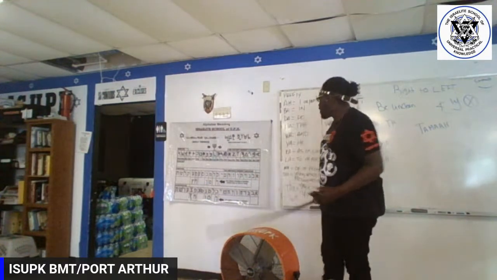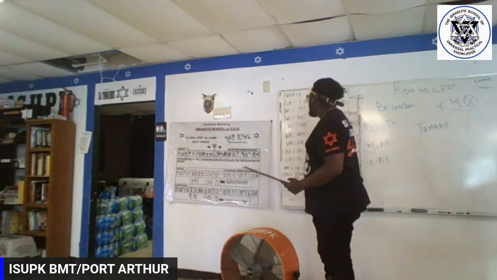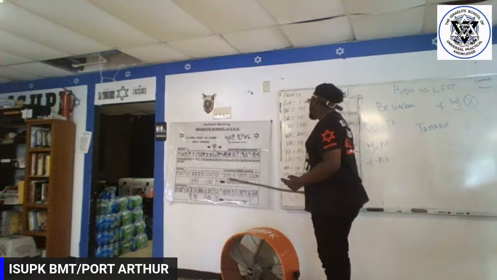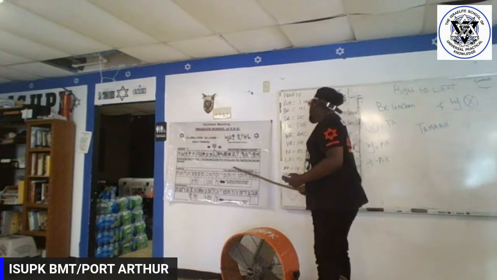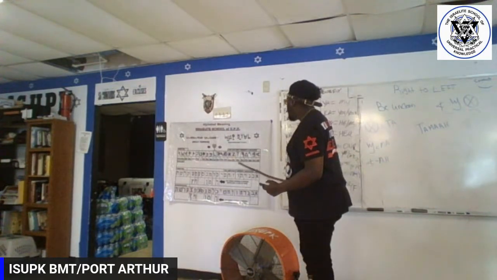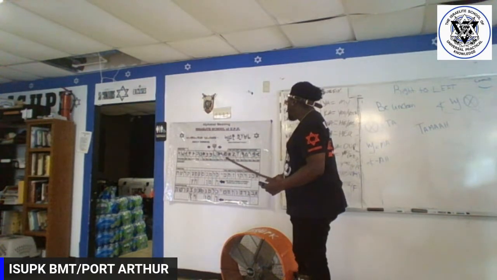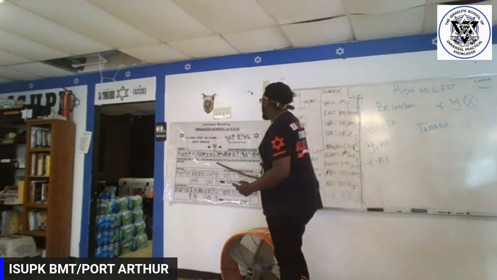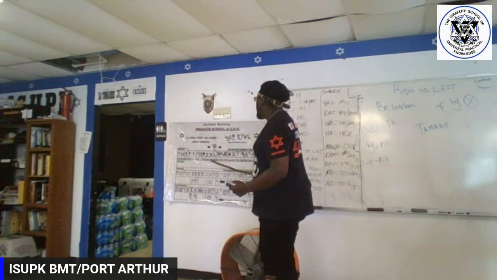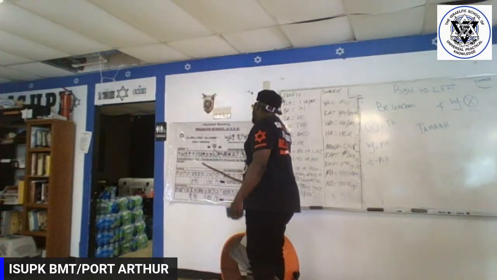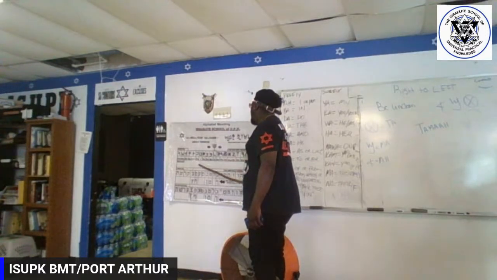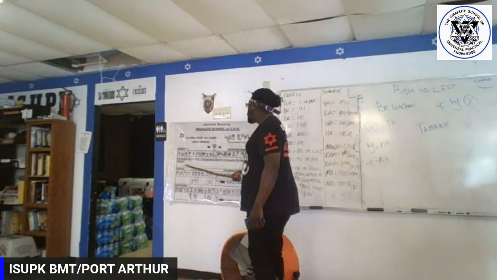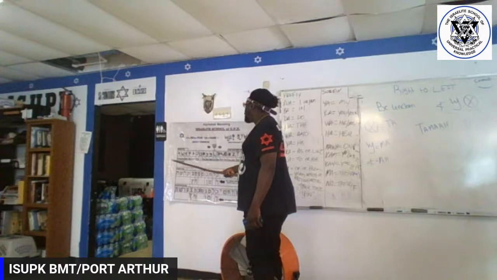All right, class, repeat after me. A, Ba, Ga, Da, Ha, Wa, Za, Ha, Ta, Ya, Ka, La, Ma, Na, Sa, Tz, Qu, R, Sh, and Th.